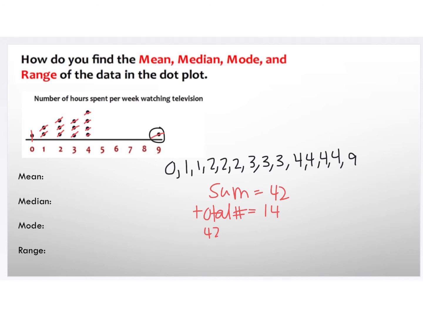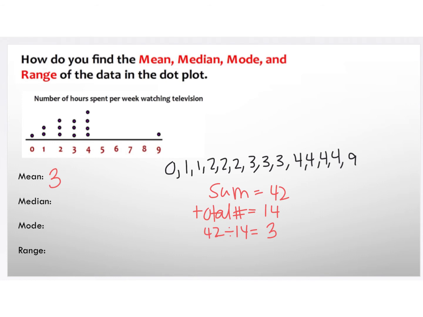So 42 divided by 14. And when you do 42 divided by 14, you should get 3. So that means the mean, or the average, is 3. So the average amount of hours watched for TV was 3.